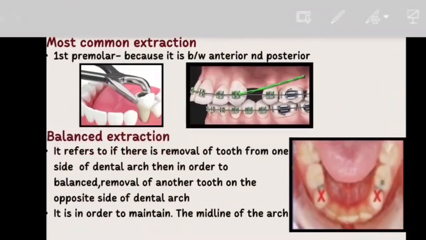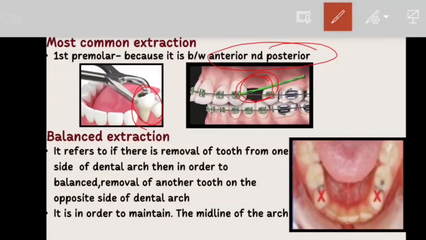Okay. Now the most common extraction. This is an important concept. It is the first premolar, because it is between the anterior and the posterior. So we will remove the first premolar in the most common extraction.